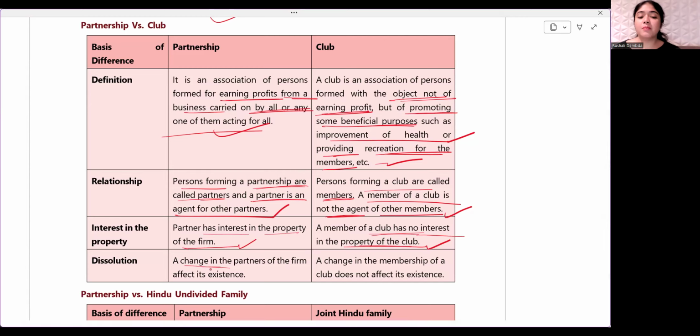Dissolution. A change in the partners of the firm affects its existence. If the partner has died or if the partner takes retirement, that time dissolution may come up. A change in the membership of a club does not affect its existence. If the members leave the membership, that does not affect the working of the club. The club is still going to continue.